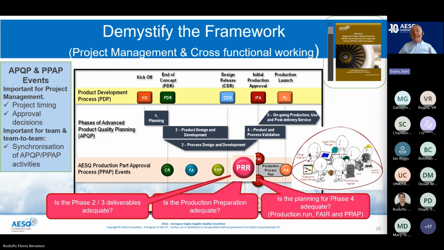So an example of events in terms of APQP is what's called the production readiness review event. And how does that benefit?